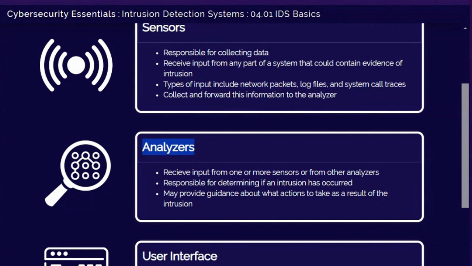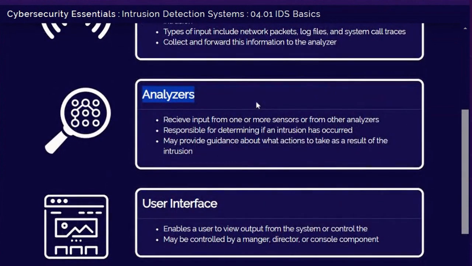All right, so this is collecting data all the time. The sensor records every time someone's doing something, but it's the analyzer that is going to determine if this is an intrusion or if this is just normal network traffic. So it gets input from one or more sensors. It could be multiple sensors or from other analyzers.